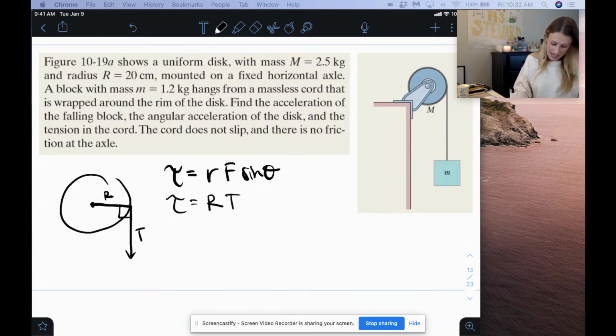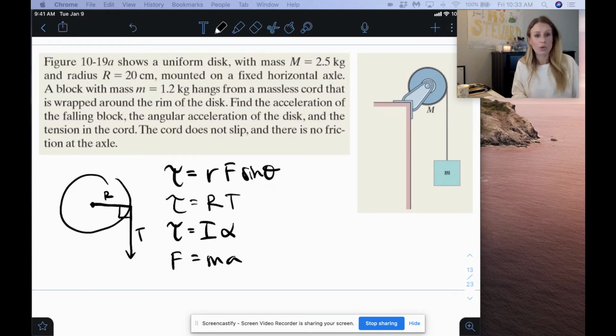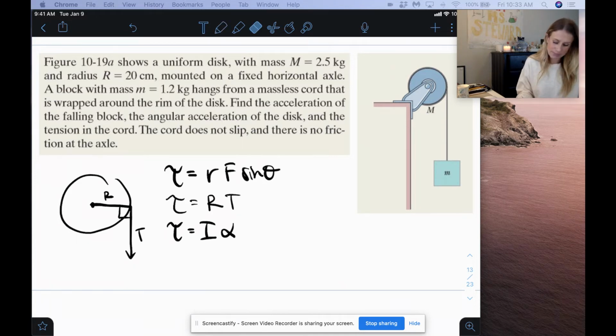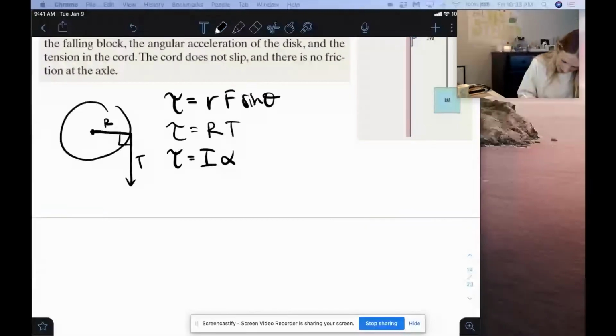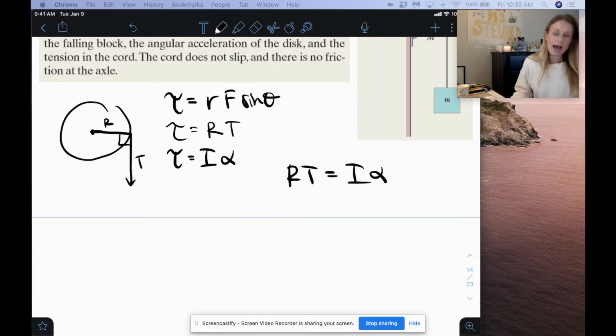Now the second equation that we have for torque, of course, is I times alpha. Remember, this is our rotational analog of Newton's second law, F equals ma. Of course, torque is the rotational analog for force, and rotational inertia is the rotational analog for mass. And then angular acceleration, of course, is the rotational analog for regular acceleration, linear acceleration, I should say. So we have these two equations. Since they're both equal to torque, I can set them equal to one another. So I end up getting R T is equal to I alpha.